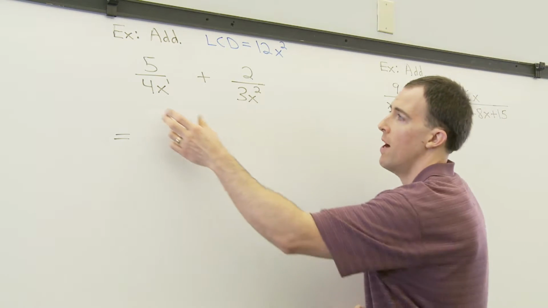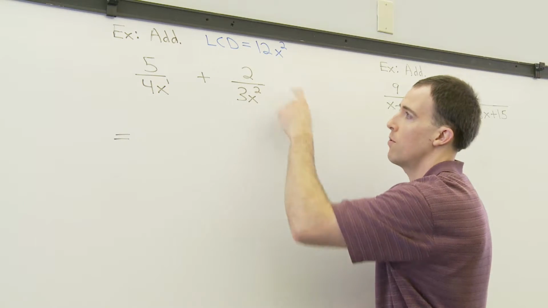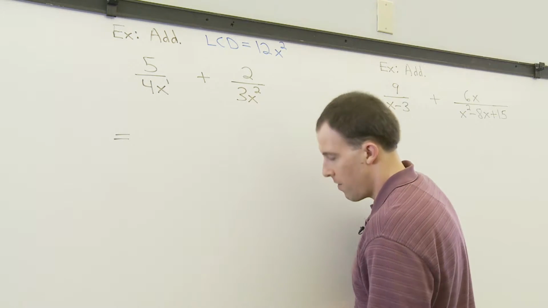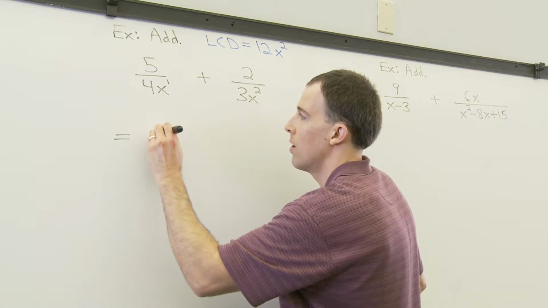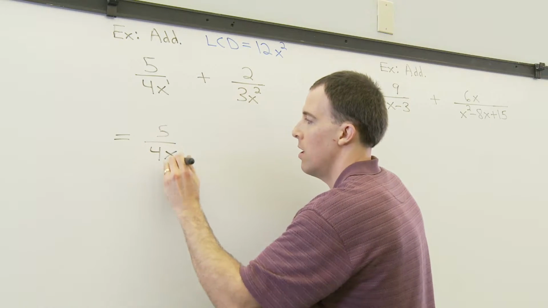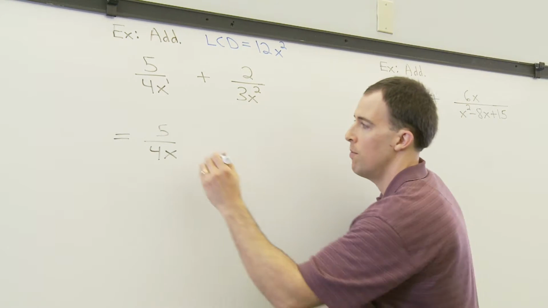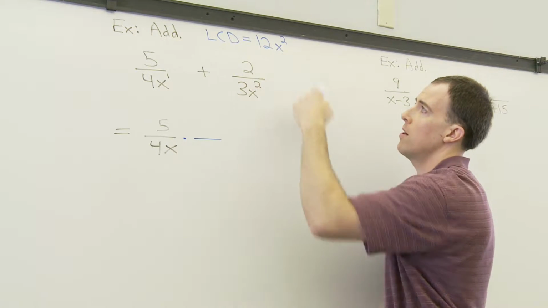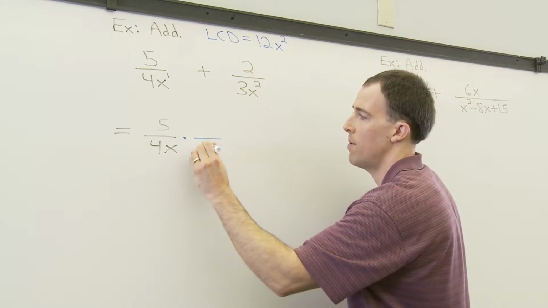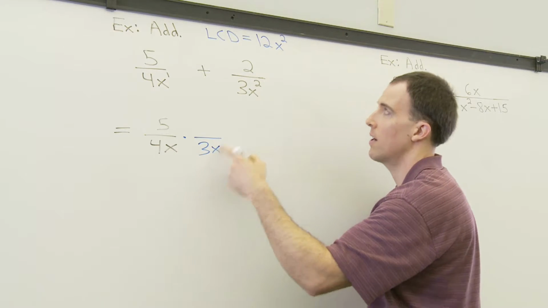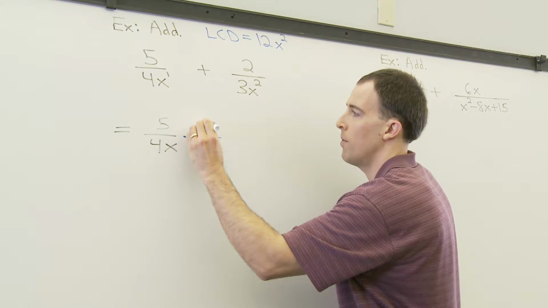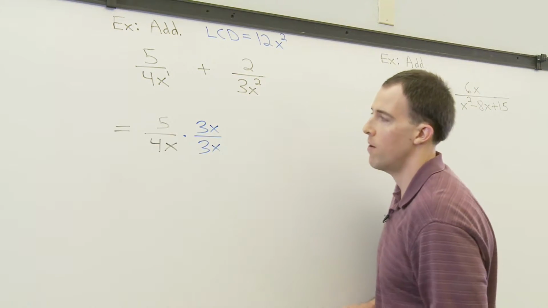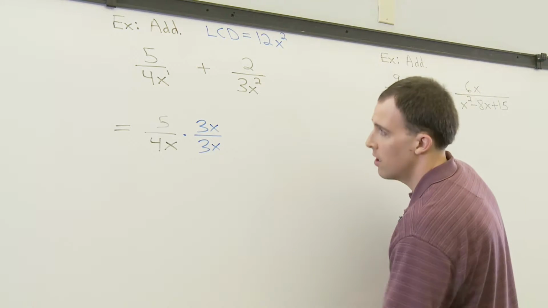We need to convert both fractions into something over 12x squared. So for our first fraction, we've got 5 over 4x. And I'm thinking to myself, what could I multiply 4x by to convert it to 12x squared in the denominator? So that would be 3x. 4x times 3x is 12x squared. We need to multiply the numerator and denominator of the first fraction by 3x.